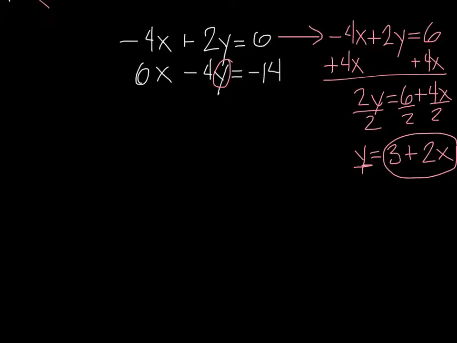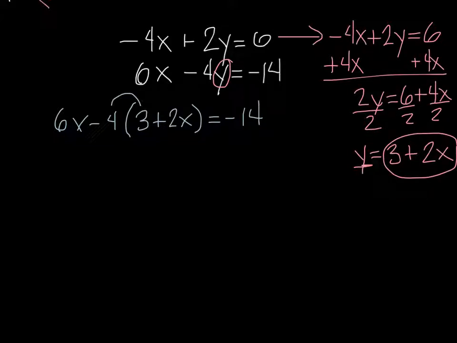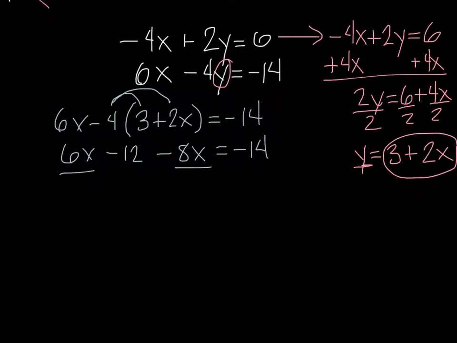So I rewrite that equation. I've got 6x minus 4 times, and then I put in my substitute, 3 plus 2x, equals negative 14. Okay, now I have to multiply through by that negative 4. And so we get 6x minus 12 minus 8x equals negative 14. I'm going to put together my like terms. Now I have 6x minus 8x, that's negative 2x. I still have my minus 12 equals negative 14, and then keep on solving.